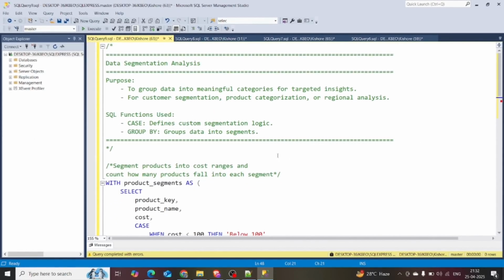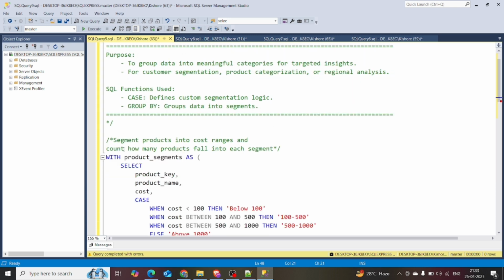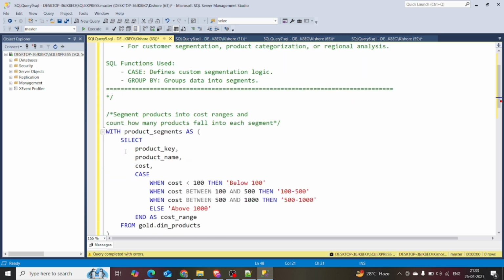This is the last section, where we have data segment analysis. The purpose of the data segment analysis is to group data into meaningful categories for targeted insight, for customer segmentation, product categorization and regional analysis. The basic SQL function used here is the case statements, and we are using the group by. So we want to answer the query.